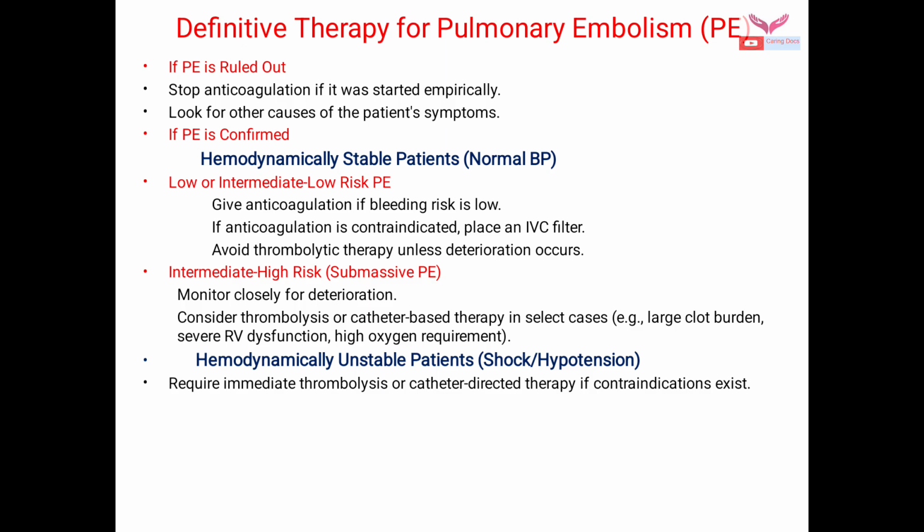If pulmonary embolism is confirmed and the patient is hemodynamically stable, with low or intermediate risk, we should give anticoagulation if the bleeding risk is low. If anticoagulation is contraindicated, we should place an IVC filter. We should avoid thrombolytic therapy unless deterioration occurs. For patients with intermediate or high risk, we should monitor closely for deterioration. We should consider thrombolysis or catheter-based therapies in selected cases. Hemodynamically unstable patients with shock or hypotension need immediate thrombolysis, or catheter-directed therapy if contraindication exists.